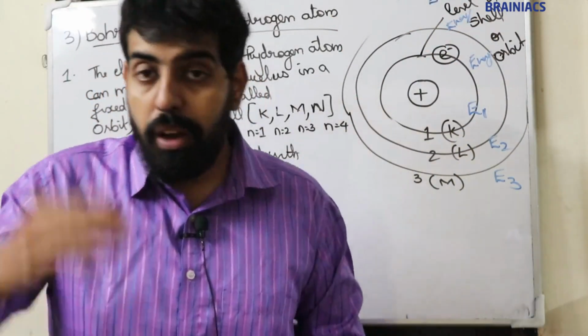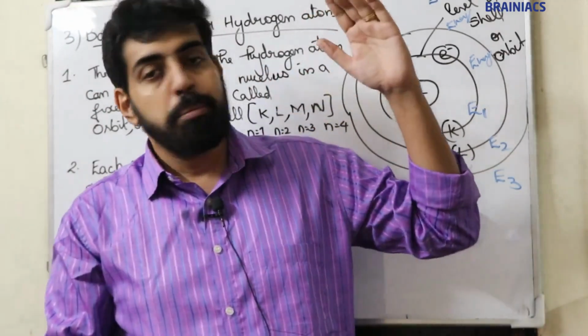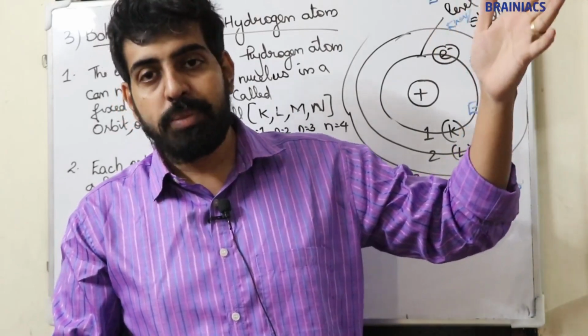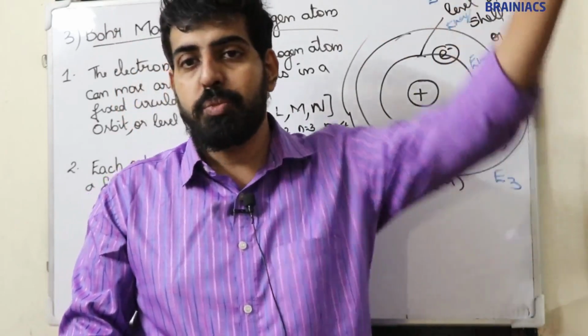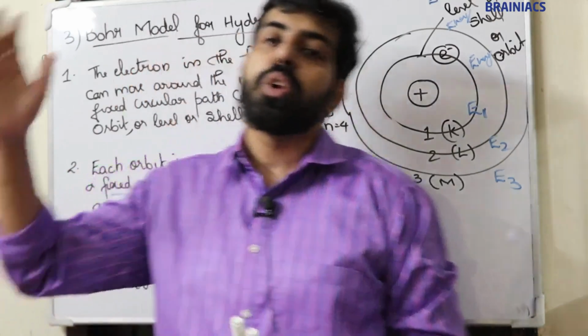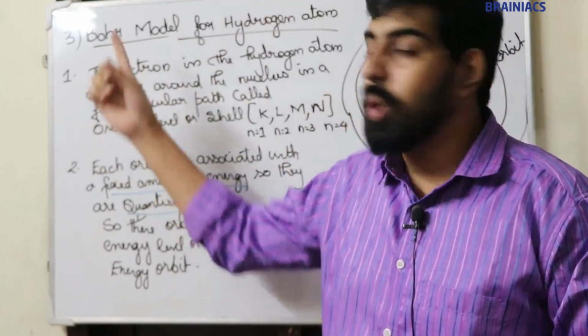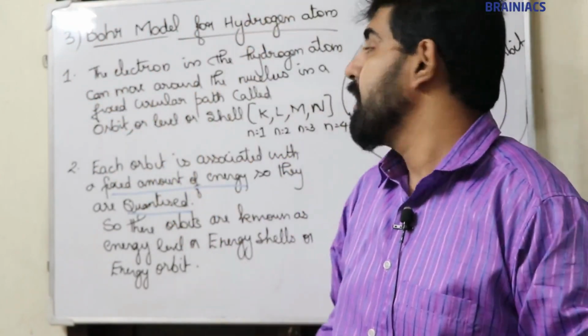So we are discussing our third atomic model. Already we discussed J.J. Thomson's model, that is Thomson's model or plum pudding model. Second model, Rutherford's model. Then moving on to the third one, that is Bohr model, and he proposed a model for the hydrogen atom. So the heading is Bohr model for hydrogen atom.